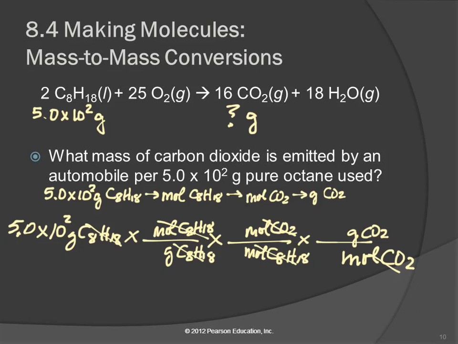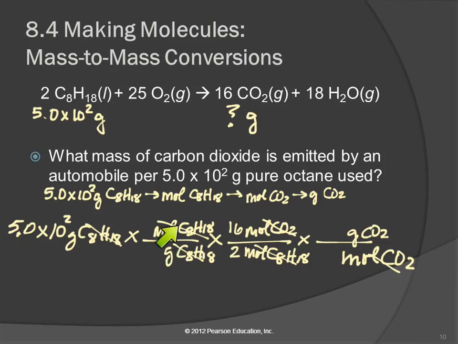So now we need numbers. The middle number is the easy one, this middle term. We just go look at the equation. In front of C8H18 is the number 2. So we put the number 2 in front of moles of C8H18. What number should I put for the moles of CO2? 16. Because up here, there's a 16 in front of CO2. So I'm going to put 16 moles of CO2 here. For every 2 moles of C8H18 that get burned, I produce 16 moles of CO2. That's what the chemical equation is telling me.